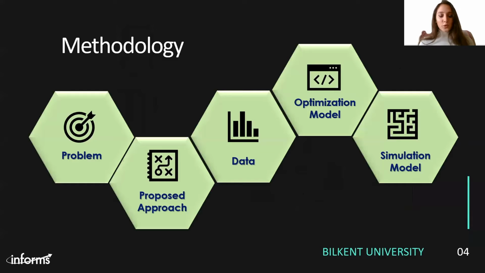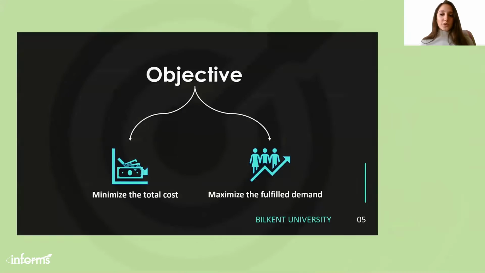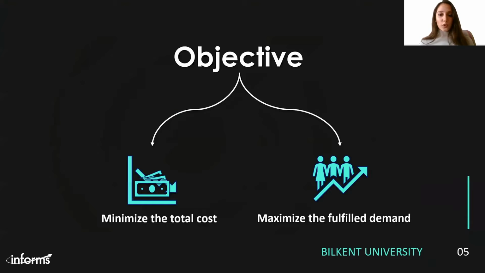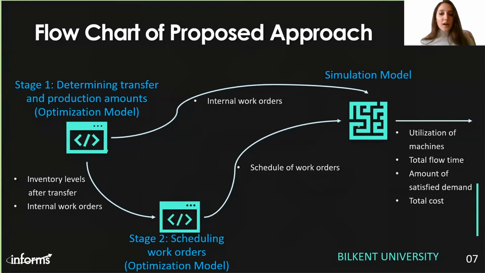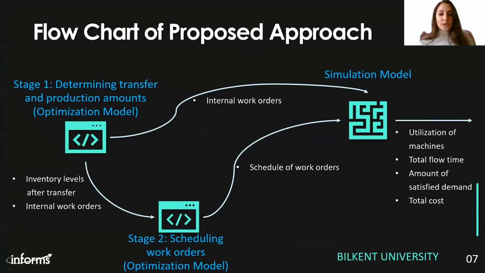For the methodology we used, first the objectives of the problem are considered, that are the minimization of the total cost and maximization of the fulfilled demands. To achieve these objectives, internal work orders for each facility should be determined. Here you can see our proposed approach consisting of two stages of optimization model and the simulation model. Stage 1, determining the transfer and production amounts. Stage 2, scheduling work orders. And the final simulation model. The outputs of the optimization models are the input to the simulation model. Also, the first stage gives input to the second stage.